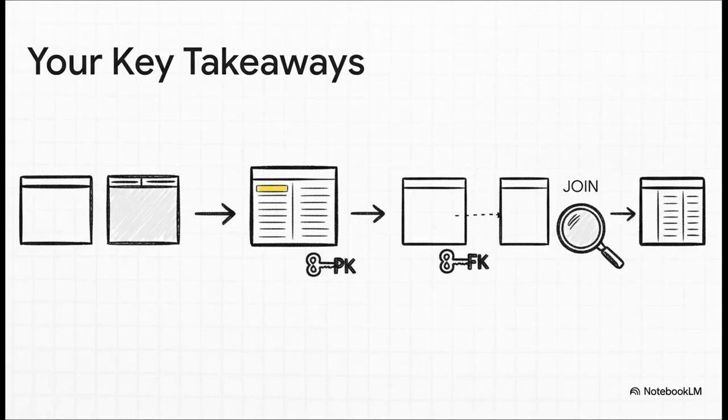So let's just do a quick recap. We started with disorganized data, and we structured it into tables. Then we assigned a unique primary key to every single row. We then used a foreign key to create a link or a relationship between those tables. And finally, we used a join to follow those links and pull all the data together into one useful result. It's a really simple, elegant process that brings order to all that data chaos.